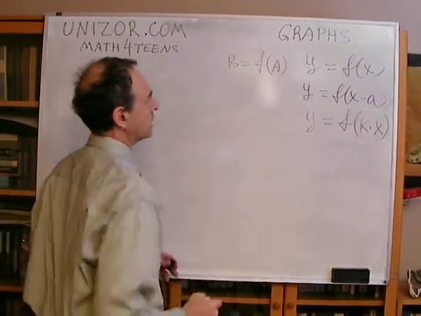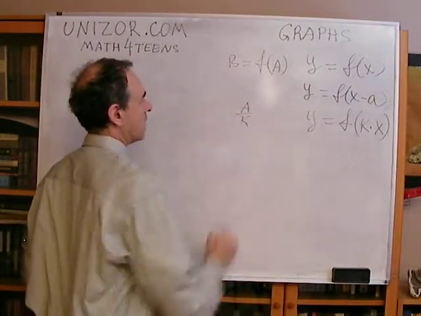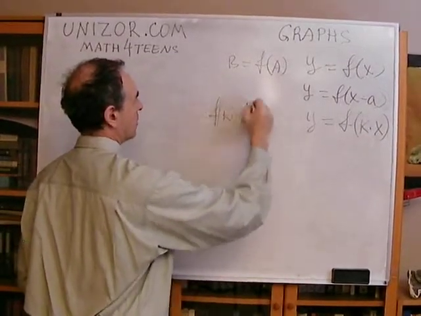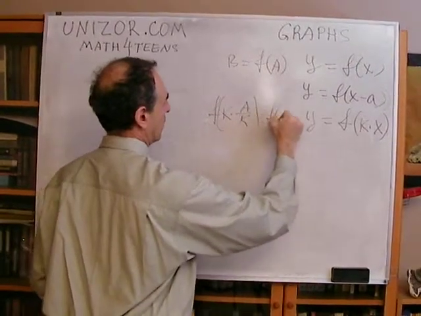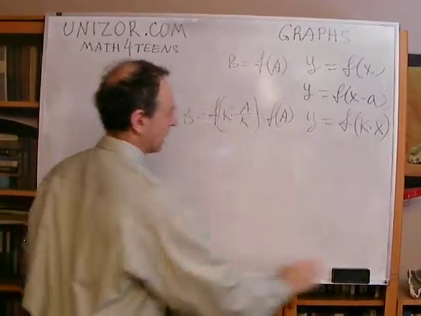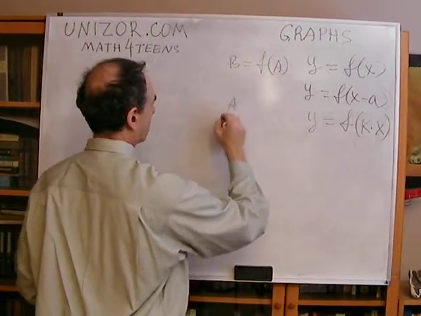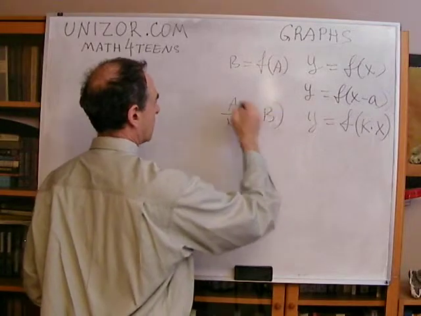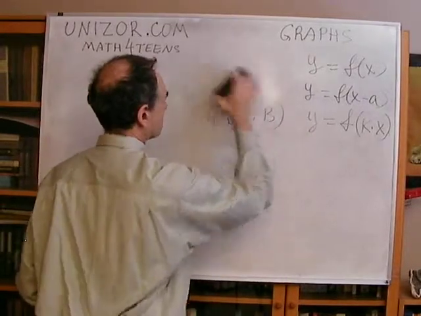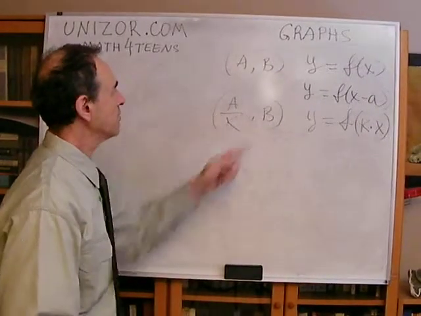Now, for this particular case, let me take as an argument the value a divided by k. If I multiply it by k and apply my function, it will be f of a, which we know is b, right? So, basically, what I can say is that (a over k, b) belongs to this graph. If (a, b) belongs to this graph, then (a over k, b) belongs to the new graph.